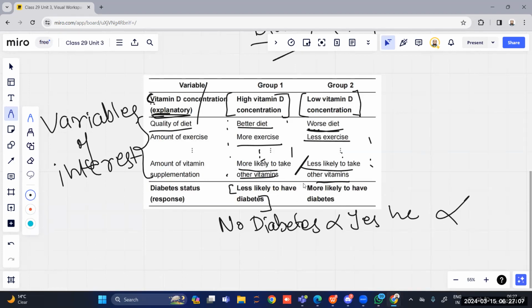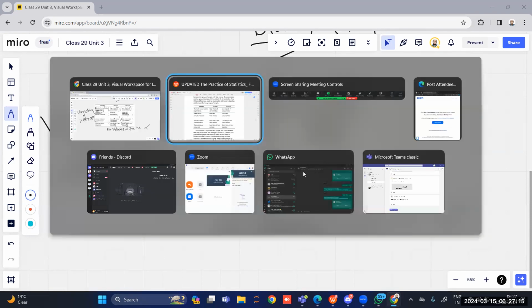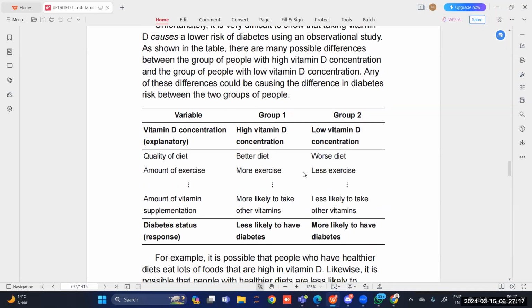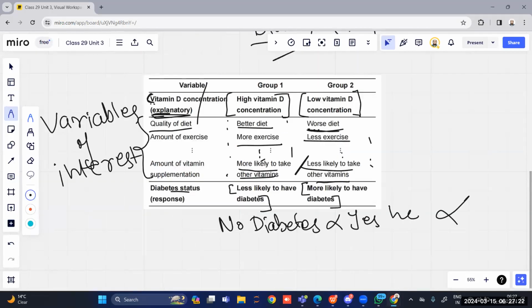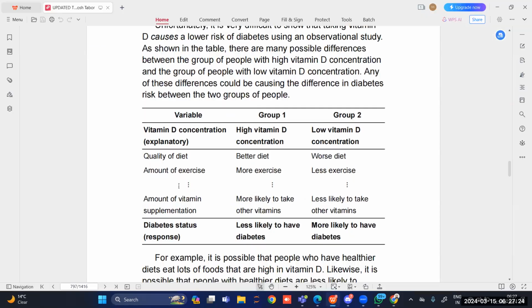We cannot say this, but it gives a more general answer: less likely to have diabetes or more likely to have diabetes. So this is the thing, that in an observational study we cannot directly comment about the response variable, yes or no. That is the thing in an observational study.